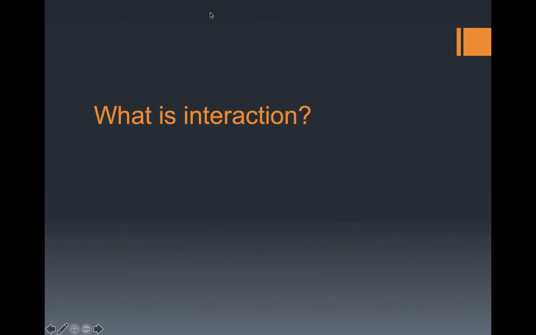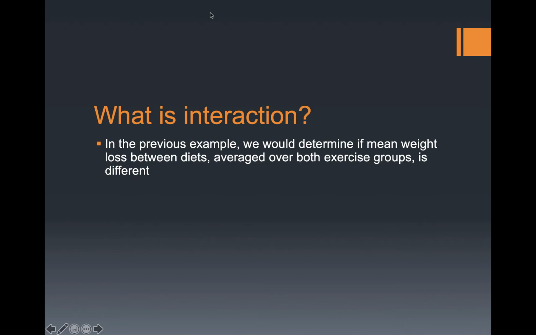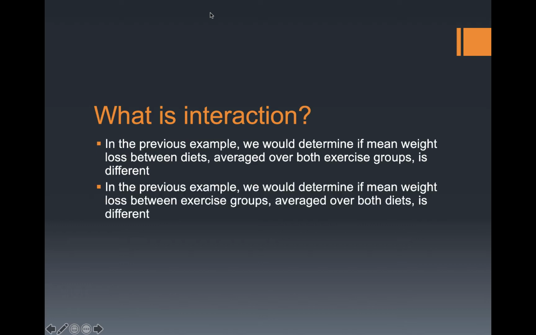Now let's talk about interaction. What is interaction? In the previous example, we would determine if mean weight loss between diets, averaged over both exercise groups, is different. In other words, is diet a significant factor in weight loss? We would also determine if mean weight loss between exercise groups, averaged over both diets, is different. So again, does weight loss vary significantly across exercise and non-exercise? Does exercise significantly contribute to weight loss?